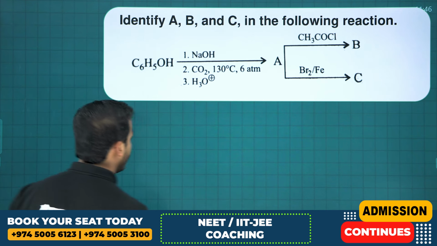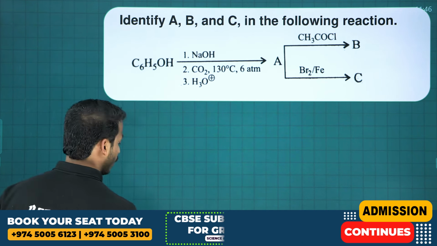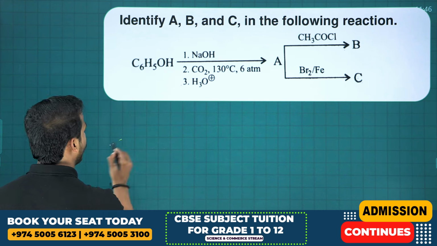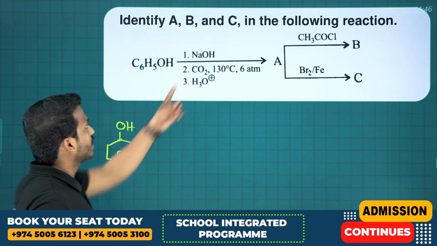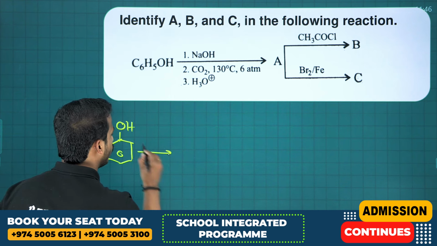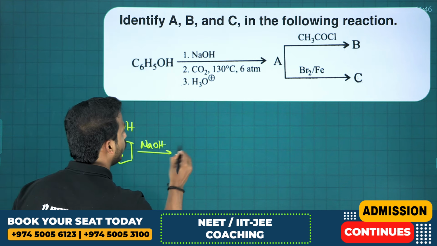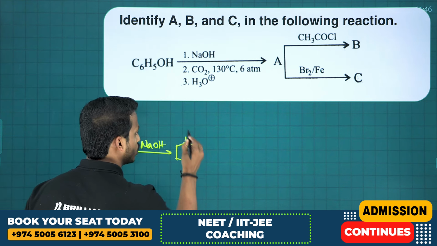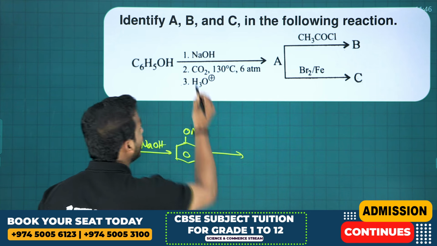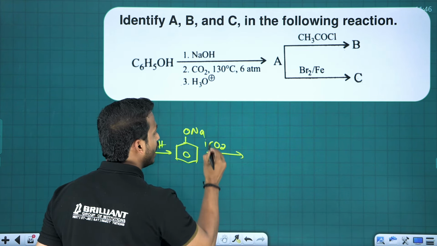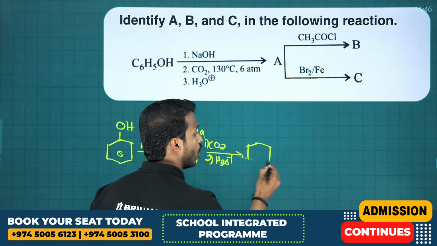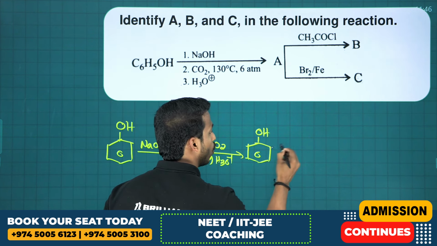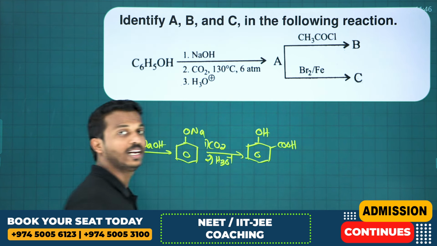Next question. This way also you can expect this type of question. Identify A, B, C in the following. Ready? Let us start. First compound is given. What is C6H5OH? That's nothing but phenol. What is NaOH? First when you treat with NaOH, we get sodium phenoxide. Then they are treating with carbon dioxide, and then acid hydrolysis. You know what this reaction is called? Kolbe's reaction. We get OH and COOH.